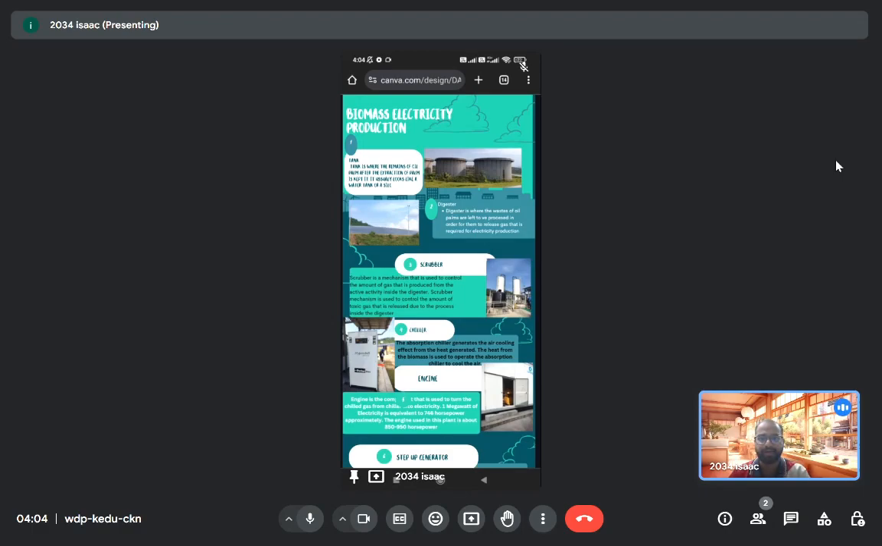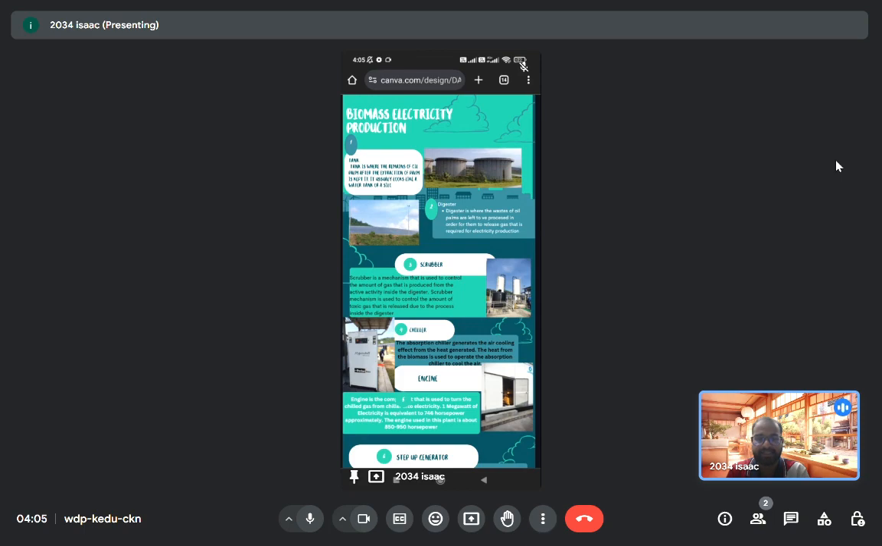I'll be presenting about biomass electricity production. As you can see on the screen, I've done the block diagram, so let me walk through it. First of all is the tank. Tank is where the remains of oil palm after the extraction of palm oil is kept. It usually looks like a water tank or a silo.